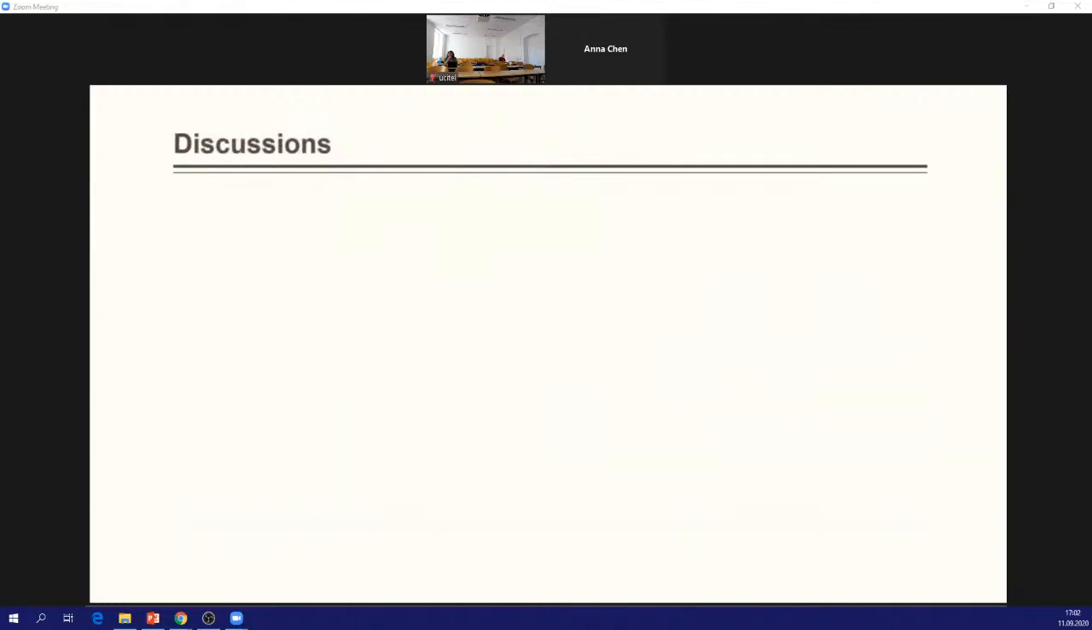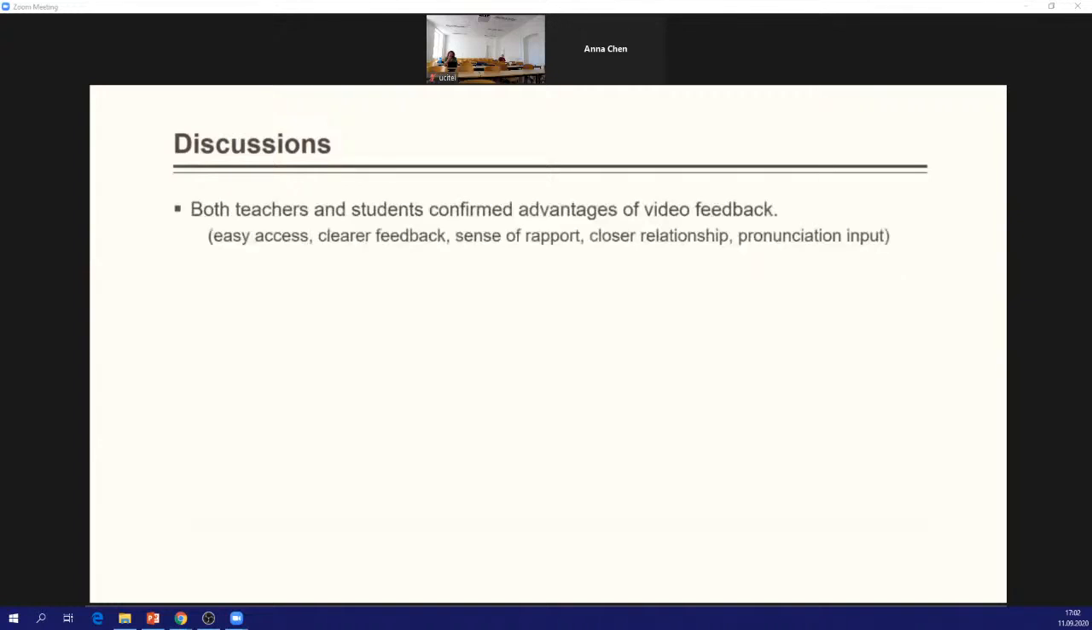Now coming to a quick discussion. First, this study shows that screencast feedback enhanced student feedback experience. It was easy to access, it gave clearer and in-depth explanatory feedback and a sense of rapport. Students also appreciated the emotive aspect of video when the marker was not physically present, and found hearing the marker's voice in the target language an actual benefit.